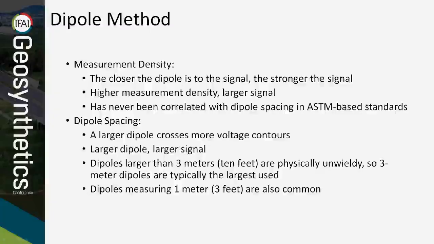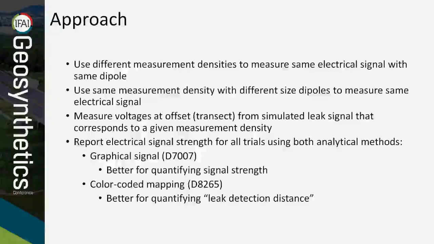Dipoles larger than 3 meters or 10 feet are physically difficult to manage, so 3-meter dipoles are typically the largest used. But dipoles measuring 1 meter or 3 feet are also much more common than 3-meter dipoles. My approach to quantify just how much measurement density and dipole spacing affect the sensitivity was, for one, create an electrical signal that signifies a leak and use different measurement densities with the same dipole to measure that signal. Then use the same measurement density with different dipole sizes to measure that signal.